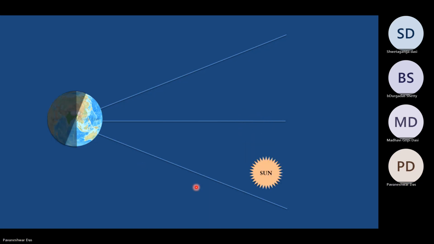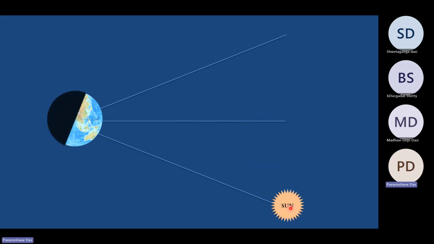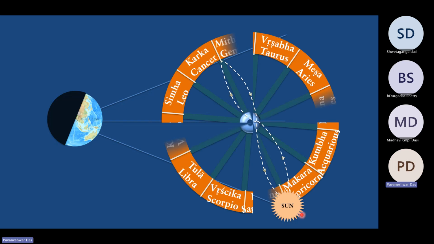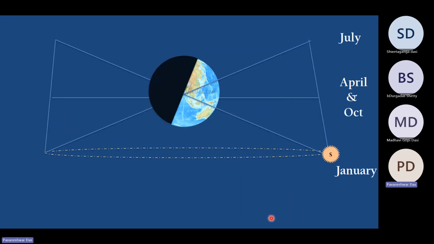Equator, Capricorn. This is the path of the sun. The sun while going up goes like this, and it goes like this, and it comes back like this. And while going up and down, he also passes through all these 12 zodiac signs. So what we have to understand is that in January the sun is here.